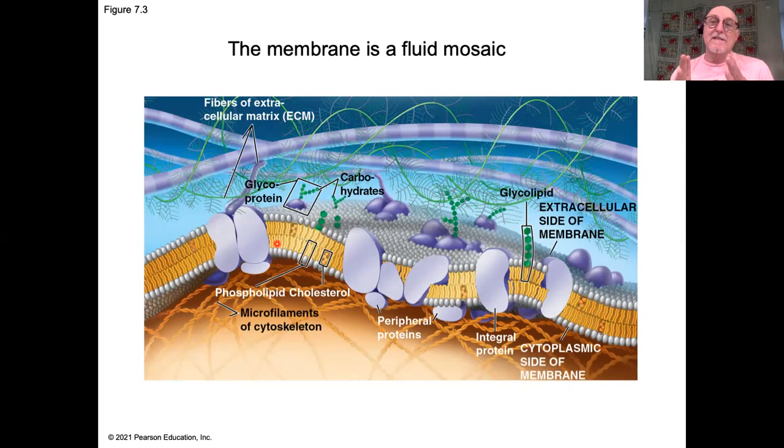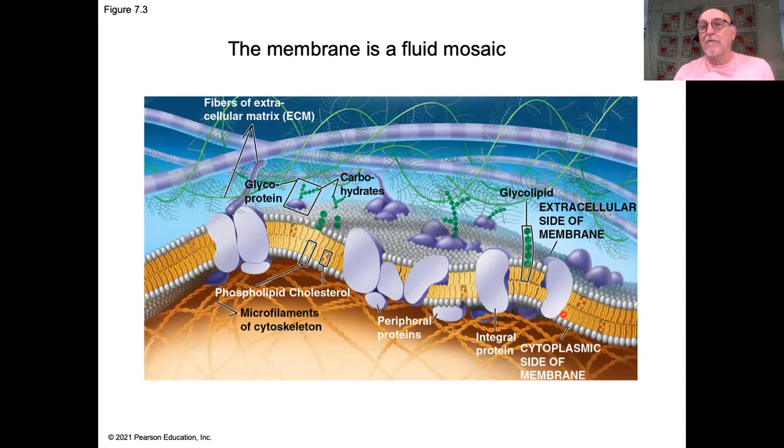So we refer to this whole system as being a fluid mosaic. It's a mosaic because there's many different molecules that have been put together to form the whole. It is a fluid because it literally is fluid. This whole phospholipid skeleton of it is actually a liquid, and these proteins can actively move. The lipid molecules themselves can move, but the proteins can move quite extensively.